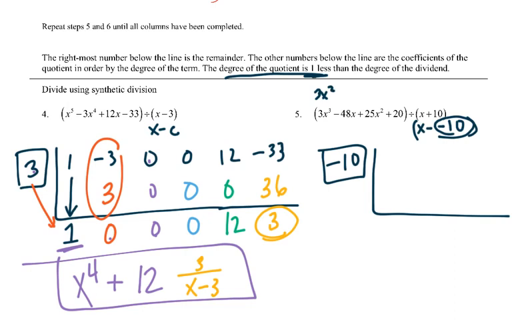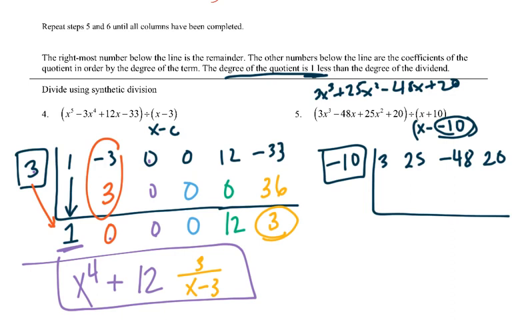3x squared plus, 3x cubed plus 25x squared minus 48x plus 20. You want it to be in the correct descending order. So then I write my coefficients from my dividend. 3, negative, I almost messed up right there. So be very, very careful. 25, negative 48 plus 20. I don't need the positive sign. I can just write 20.